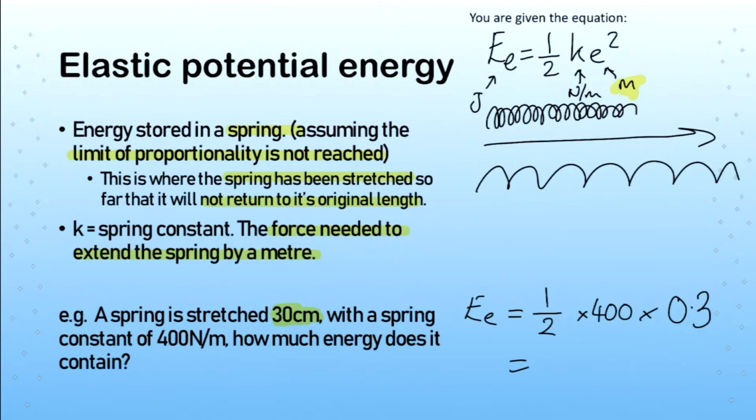And if we multiply all of those together, I've made a mistake, I haven't squared my extension. There we go. If we multiply all of those together, we get the answer of 18 joules.